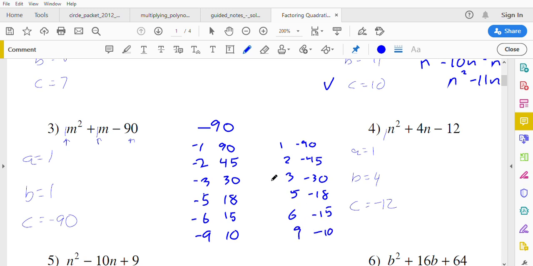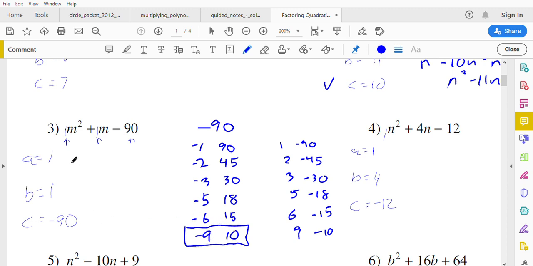Do you want to have to do this every single time? No, and as we get a little bit further, you are not going to be writing out all these factors, okay? I want to say that we want the ones that add up to positive 1, so that's going to be this one right here. So negative 9 times 10 makes negative 90. Negative 9 plus 10 is going to make positive 1.